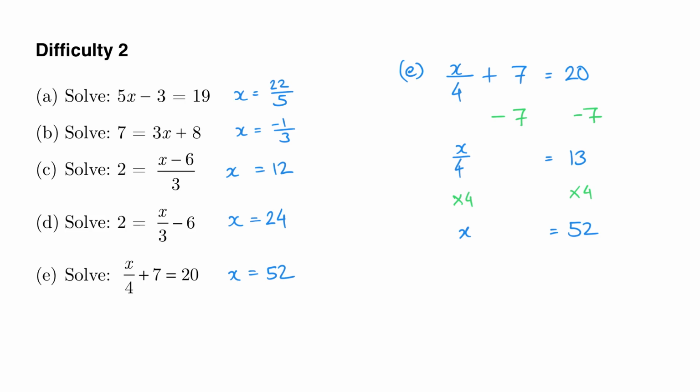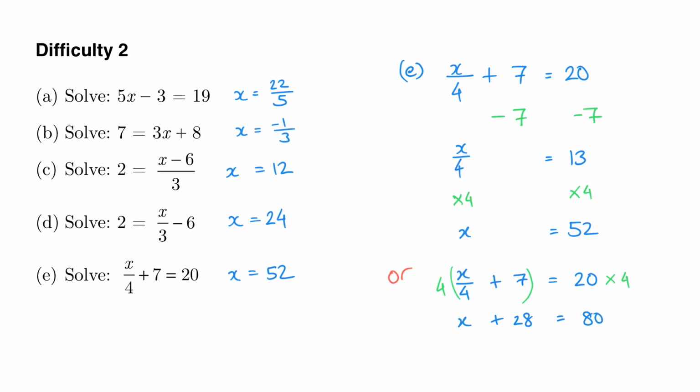Just to show you an alternative method, you could have done this. So starting off with the same thing, x over 4 plus 7 equals 20. You could have chosen to multiply both sides by 4. So multiplying all of this by 4 and then multiplying the right hand side by 4 means we'd end up with 4 lots of x divided by 4, which is just x, plus 4 lots of 7, which is 28. And that equals 20 times 4, which is just 80.